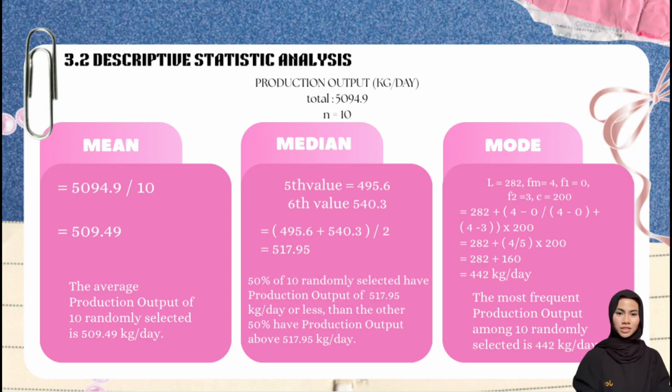Next, we analyze the production output. The total production output is 5,094.9 kg per day, giving a mean production output of 509.49 kg per day. The median production output is 517.95 kg per day, which is obtained by averaging the 5th and 6th values after sorting the data. This indicates that half of the observations produced 517.95 kg per day or less, while the other half produced more than this value. The mode shows the most frequent production output among the 10 randomly selected is 442 kg per day.